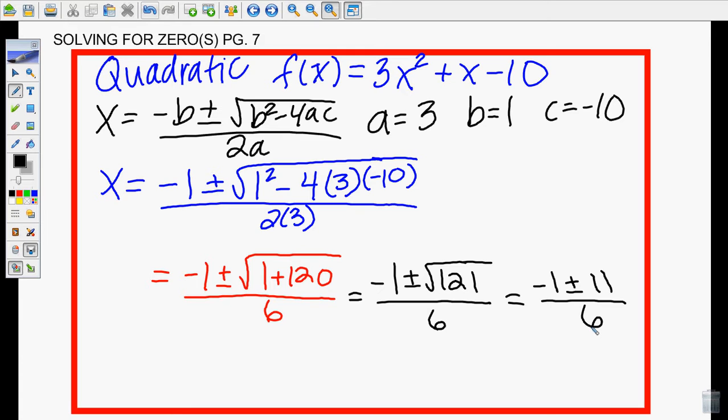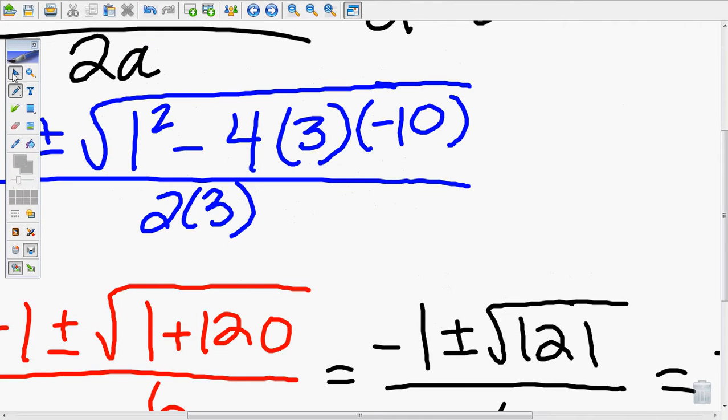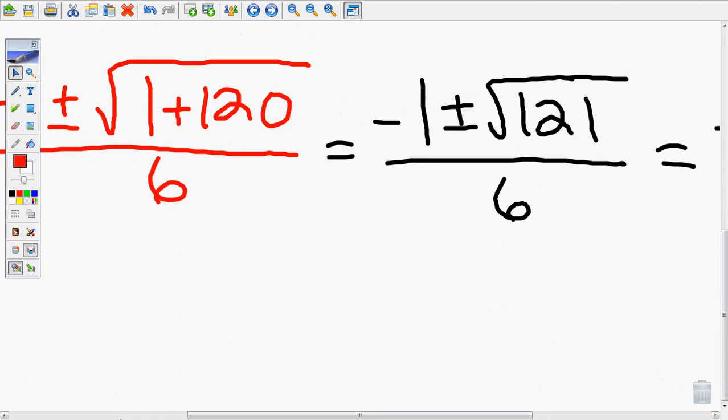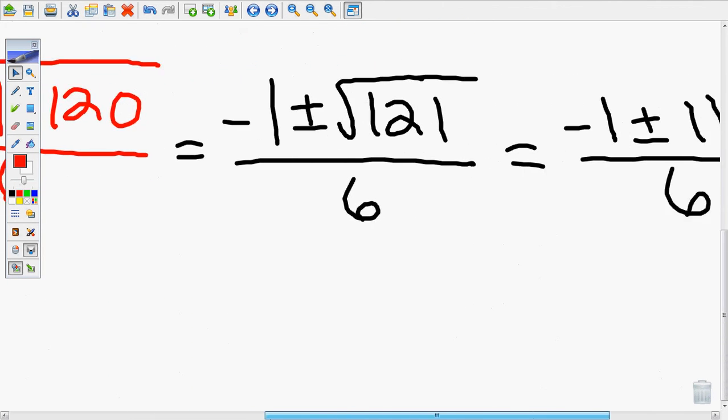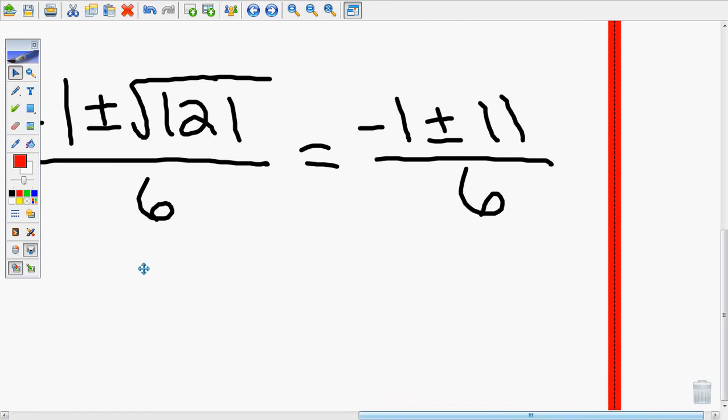What does that plus or minus mean? There's two solutions, right? So for one solution, I'm going to add, and then for the other solution, I'm going to subtract. So I have to do both solutions. So we have negative 1 plus 11 over 6. And what does that give me?